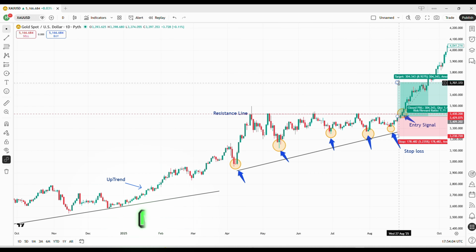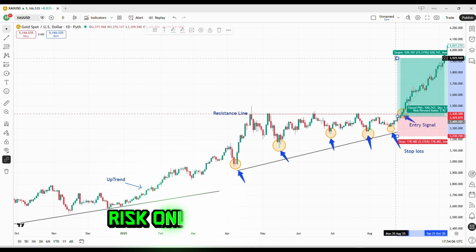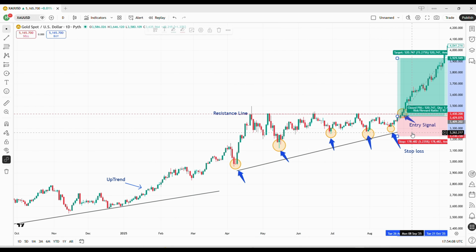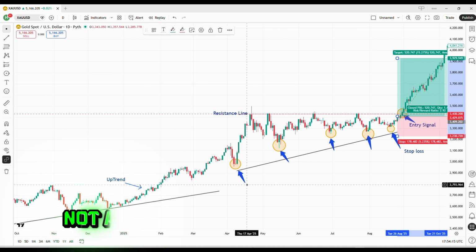Position size must adjust to risk. Risk only 1 to 2% per trade. If your stop distance is wide, reduce share size. Small accounts survive through discipline, not aggression.